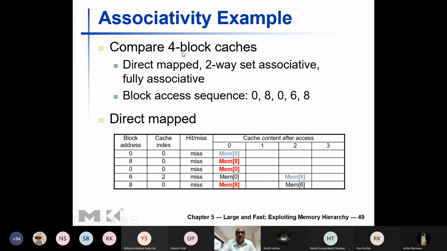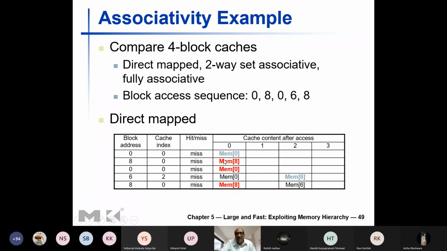Assuming that the cache can accommodate a maximum of 4 blocks, you can see that if it is a direct mapped cache, these references result in all misses. And here the color coding is as follows: red corresponds to replacing.